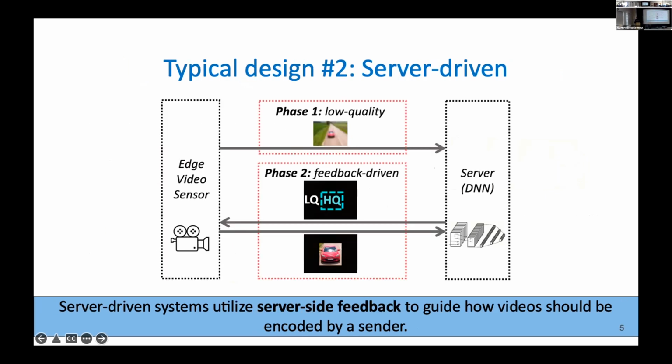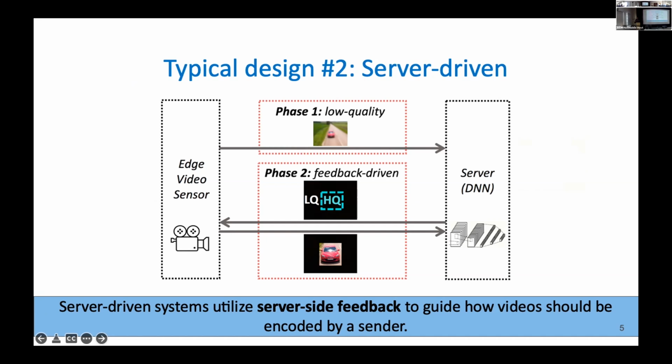Another design features a server-driven approach. In this design, there are two phases of video delivery. In the first phase, the camera or the video sensor sends the video frame, with the regions that do not contain detected objects in low quality, to the server for DNN inference. The server runs inference on this first stream of video frames and returns the results, in the form of server-side feedback indicating which regions might contain undetected objects.